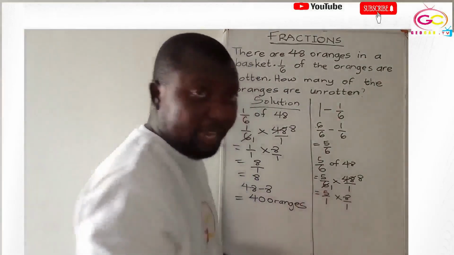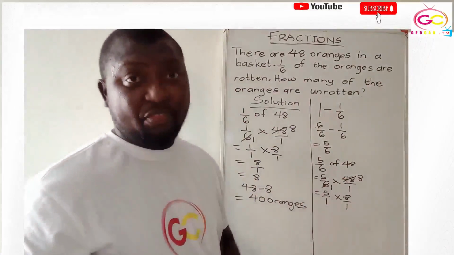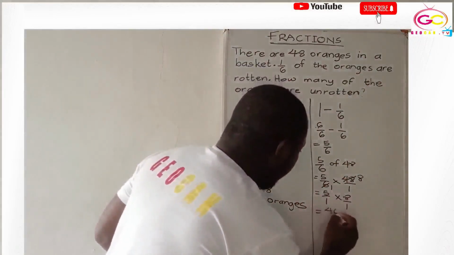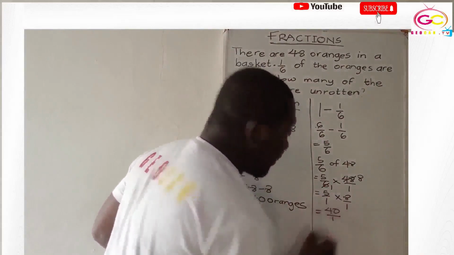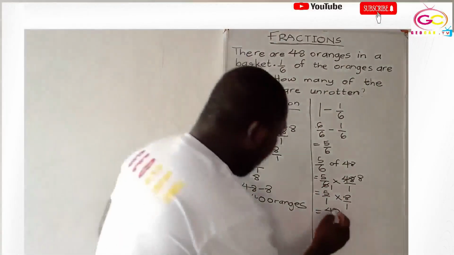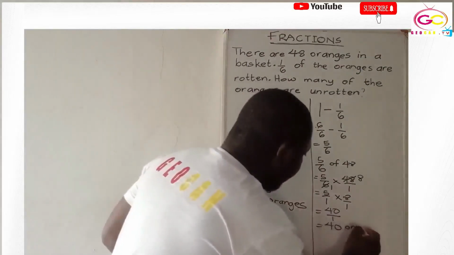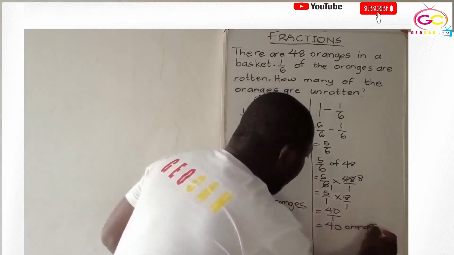So now you can multiply the numerators and multiply the denominators. That's all. So 5 times 8 will give us what? 40. Over 1 times 1 will give us 1. Okay, now 40 over 1 is equal to what? 40. So 40 oranges.